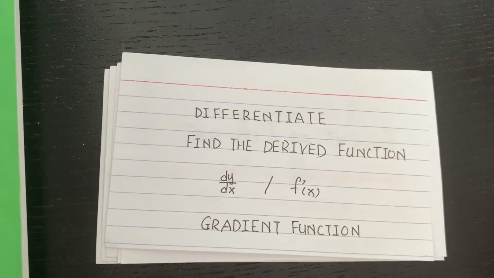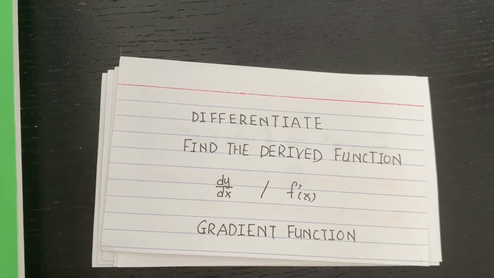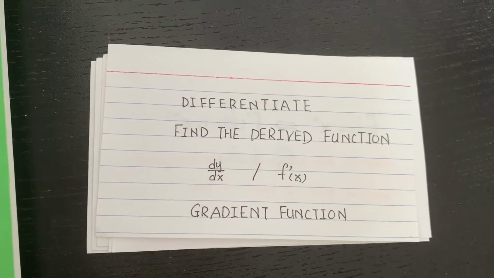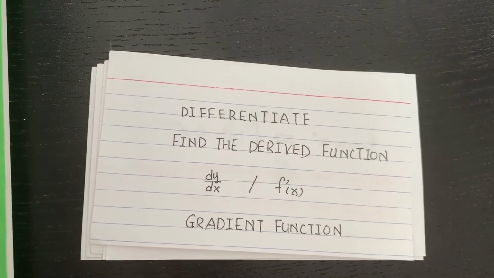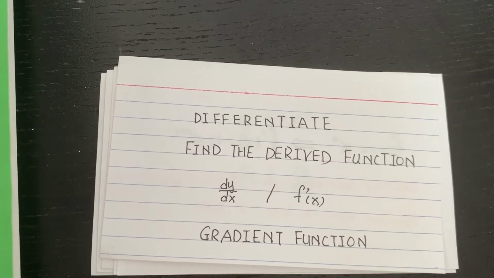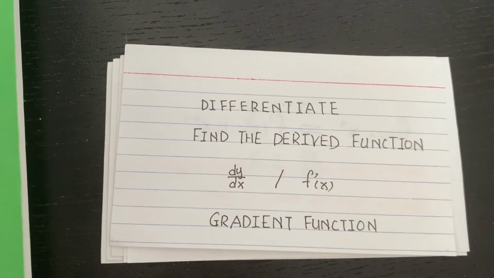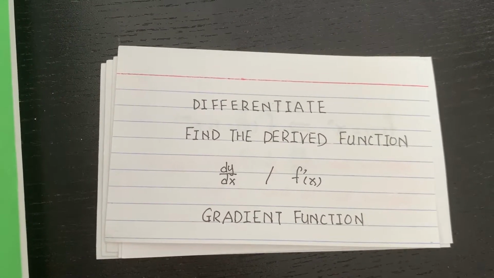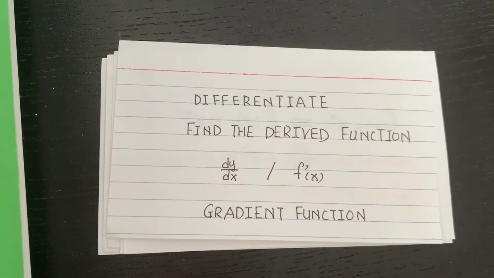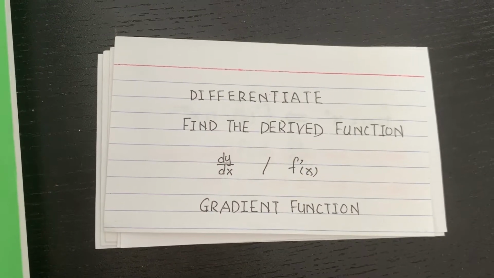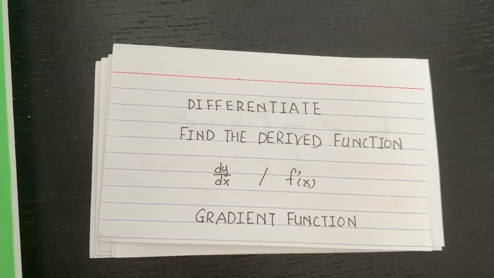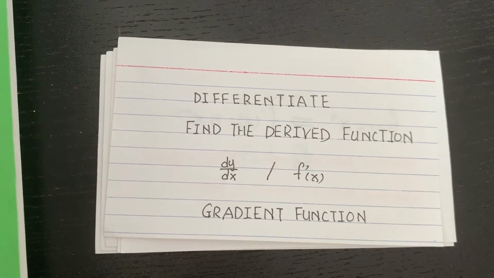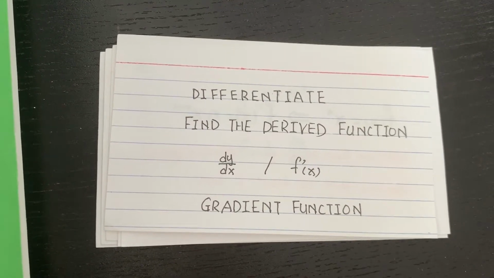Before we actually jump into some questions, let's talk about some terminologies that could appear in these questions, such as differentiate, find the derived function, dy over dx or f prime x, as well as gradient function. What all of these words mean is that you have to differentiate that function. And that's what you need to do when you see these words.